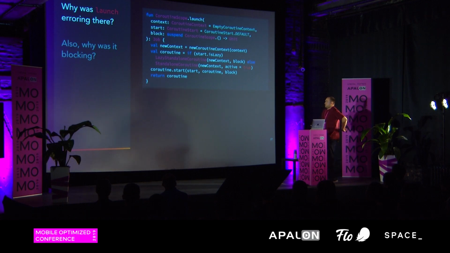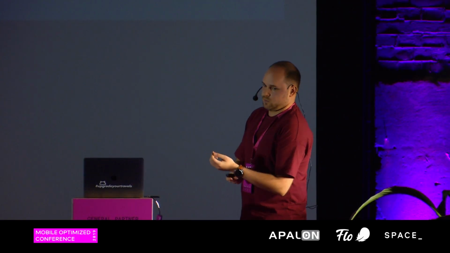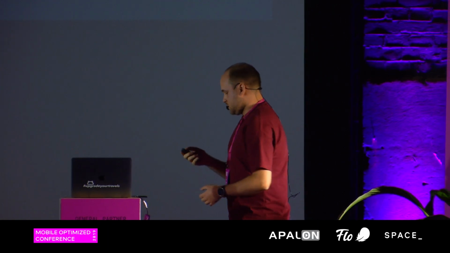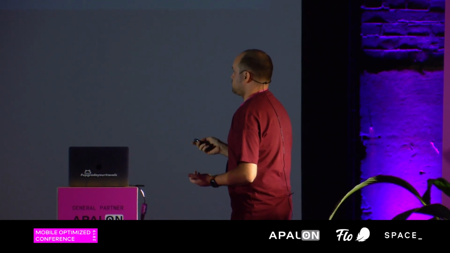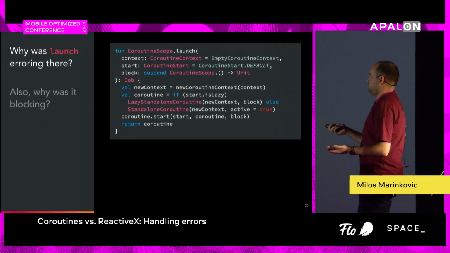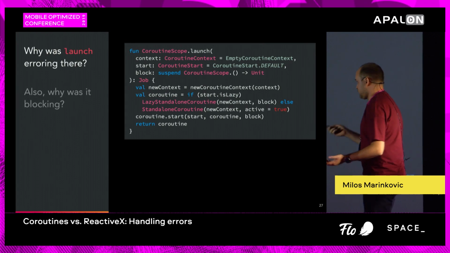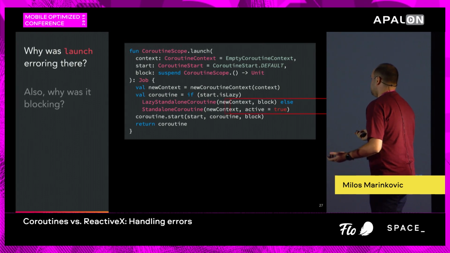runBlocking is not a coroutine function, it's just one function that takes a coroutine. So then why is launch? Launch is a coroutine function on a scope. Shouldn't it be somehow smarter? Well, no, it's not.